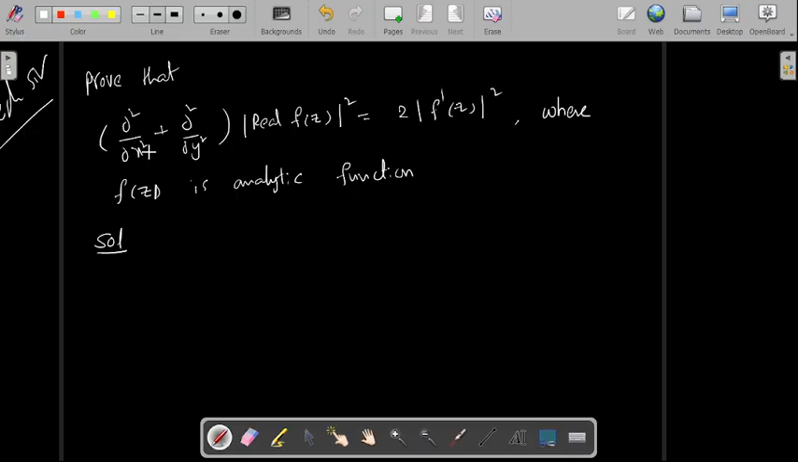Prove that ∂²/∂x² + ∂²/∂y² of |Re f(z)|² equals 2|f'(z)|², where f(z) is an analytic function.